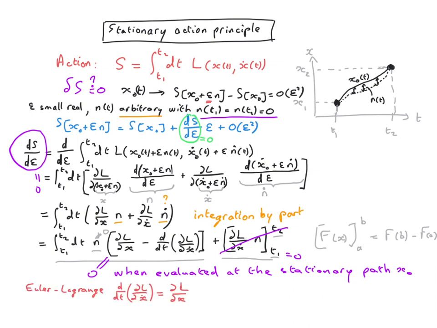Therefore, the classical path, which is a solution of the Euler-Lagrange equation, is the path x0 which leaves the action stationary. So we just showed that the stationary action principle leads naturally to the Euler-Lagrange equation, and therefore they are equivalent. Remember also that we showed before that the Euler-Lagrange equation and Newton's second law were also equivalent. Therefore, all these three postulates or principles are the same thing: the stationary action principle equals the Euler-Lagrange equations equals Newton dynamics.